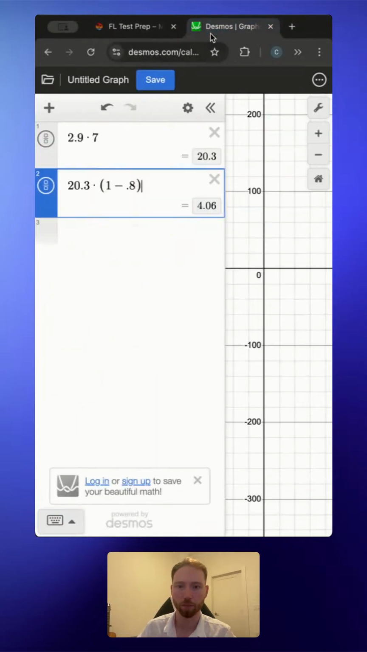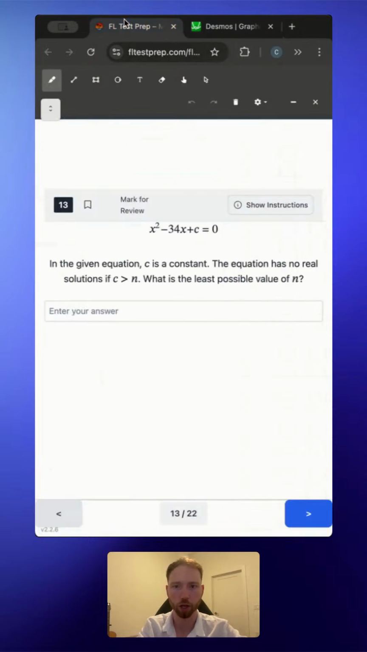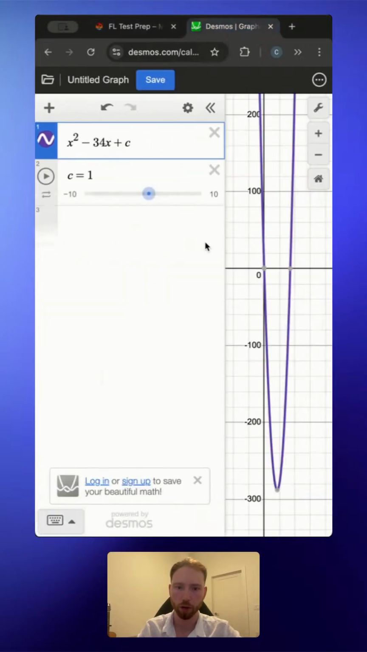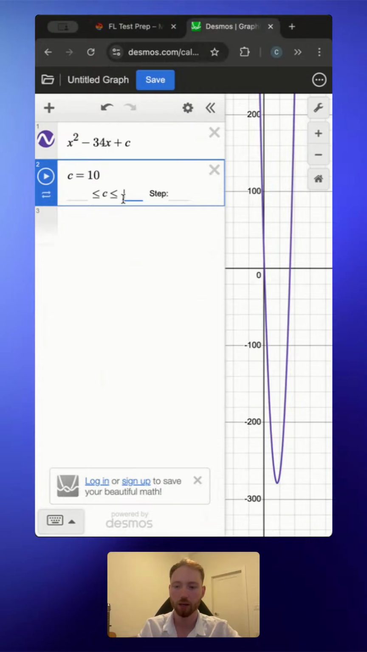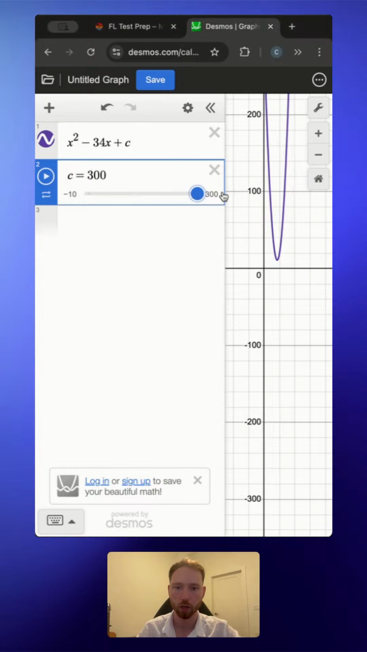So let me go and look. So my equation is x squared minus 34x plus C, excuse me. We're going to go look, and I can move this slider to C and see what value C has to be for this to have no solutions, because right now it has 2. So I need to make my slider bigger by hitting this 10. And I'm just going to put a wild number, 200. Let's see. Nope. C needs to be bigger than 200. Let's put 300.